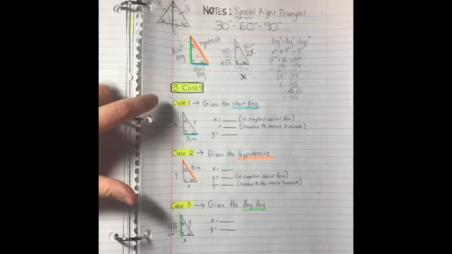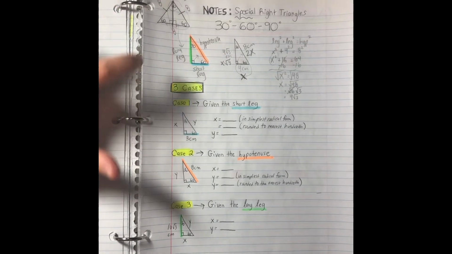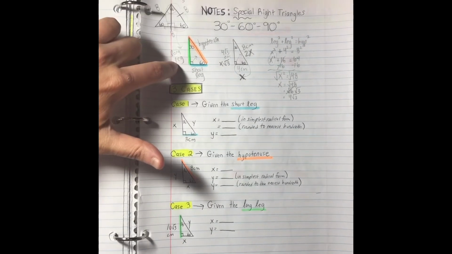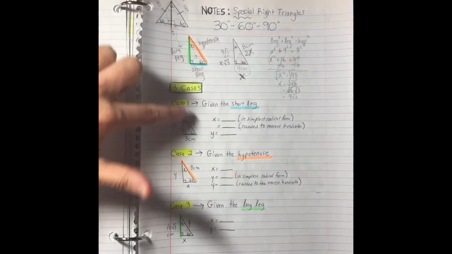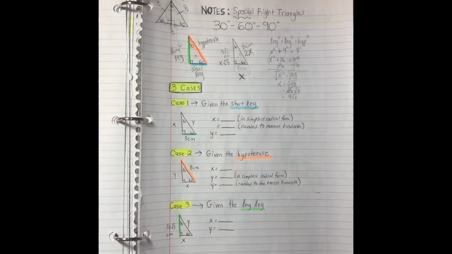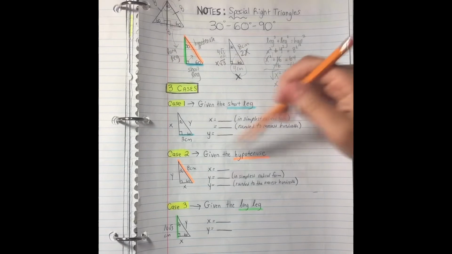So you have 3 cases here, guys. Okay, so your cases are you can either be given the short leg, you could be given the long leg, or you could be given the hypotenuse. Okay, so I'm going to run through all 3 cases with you right now. All right, so given the short leg, again, this is your easiest case, guys.